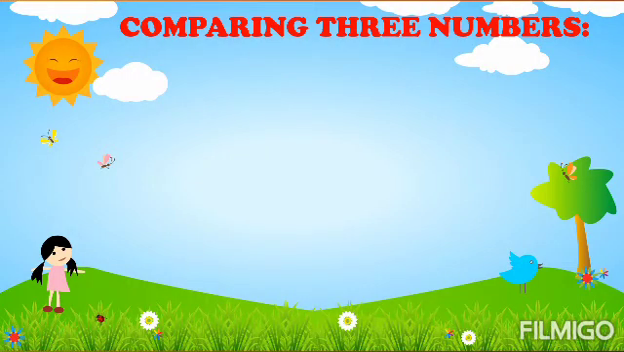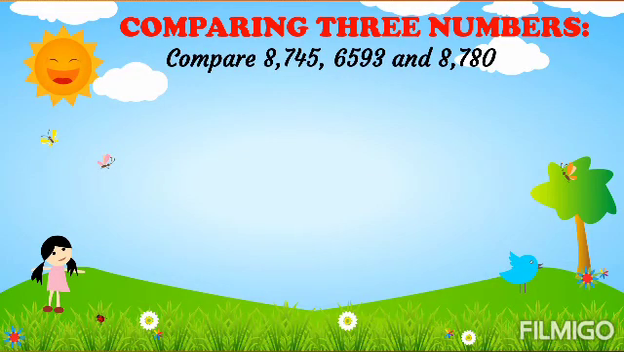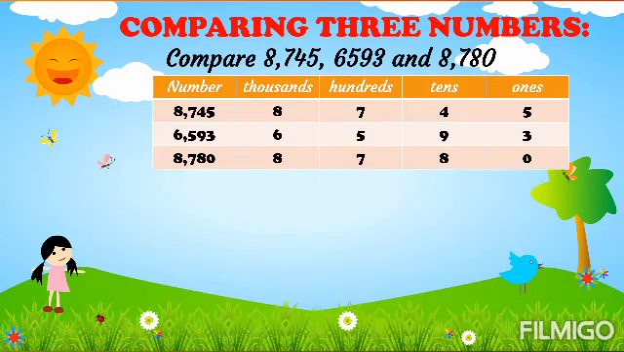Comparing three numbers. A while ago, class, was all about comparing two numbers. But this time, we will learn now how to compare three numbers. And these are the numbers we have here: 8,745, 6,593, and the third number is 8,780. And these numbers are placed in their right places also.